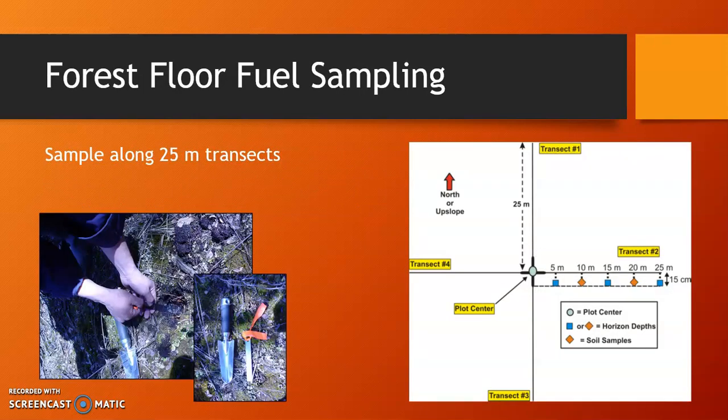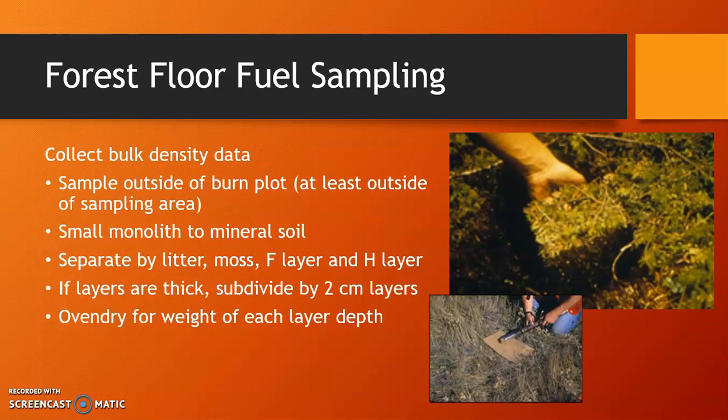So, forest floor fuel sampling. Along these 25-meter transects, there are 5 points where forest floor depth is measured and 2 points where samples are taken. If you were doing an experimental burn, you would do these samplings of the forest floor outside of the plot, again, to minimize the disturbance that you would create to the plot that you're planning to burn. So along those 25-meter transects, there's 2 points where you do forest floor sampling.